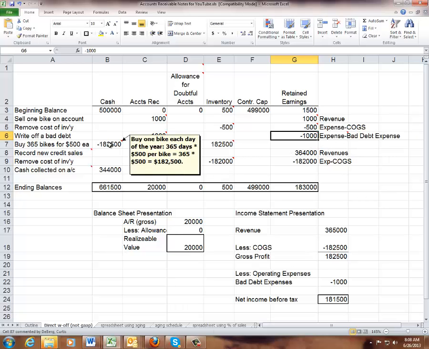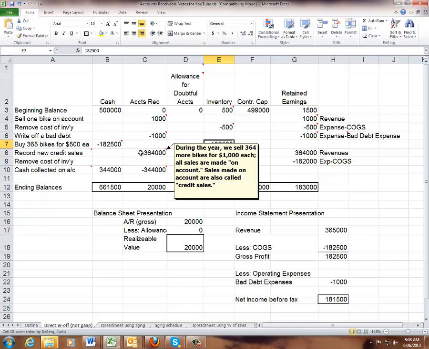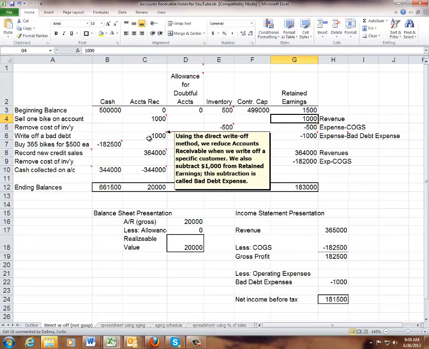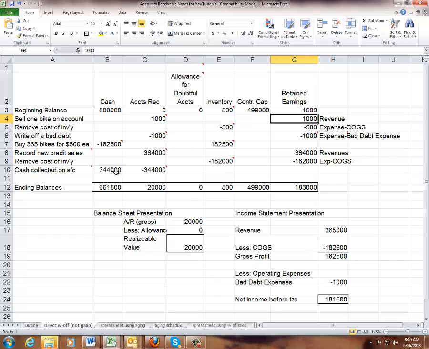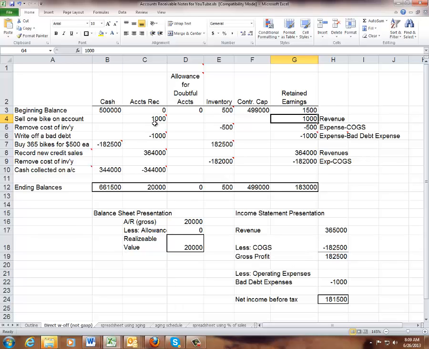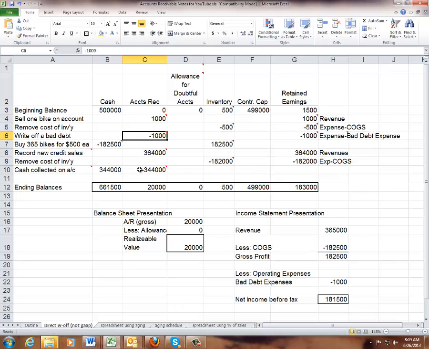Then, as we buy more bikes, we would reduce cash and add to bike inventory. When we sell them on account, accounts receivable up, revenues up, just like we did for this bike right here, the very first bike. And then, of course, when we collect from customers, cash will go up and accounts receivable will fall. When all is said and done, we're going to have an ending balance this year of $20,000 in accounts receivable. We started with zero. We sold 365 bikes. We wrote off one account receivable. We collected the vast majority of the rest, but at the end of the year, customers owe us $20,000.